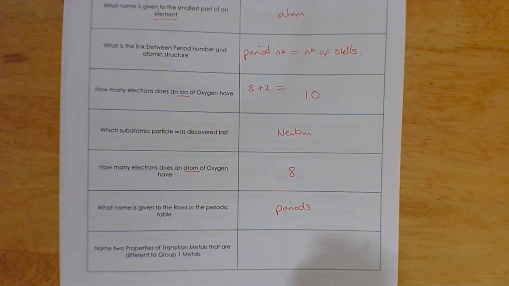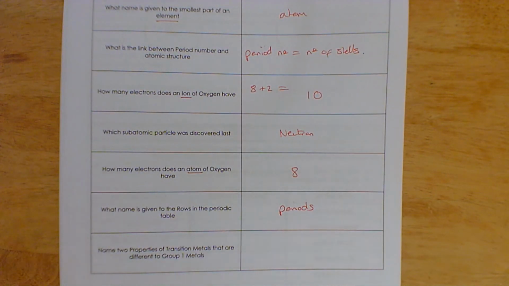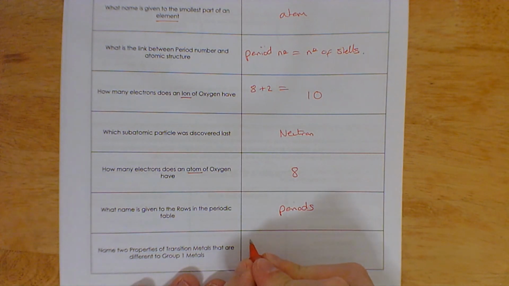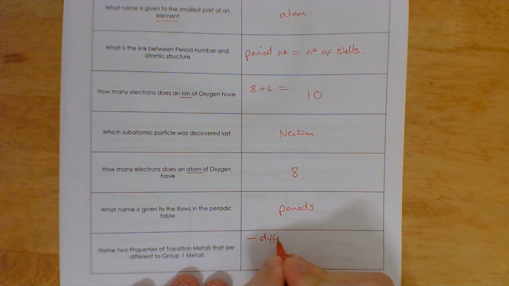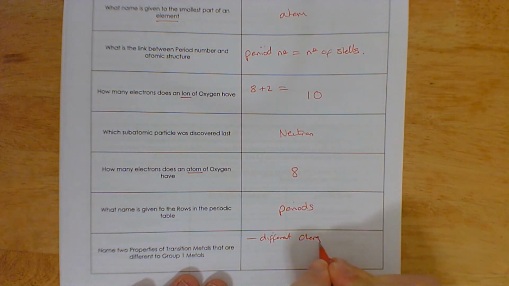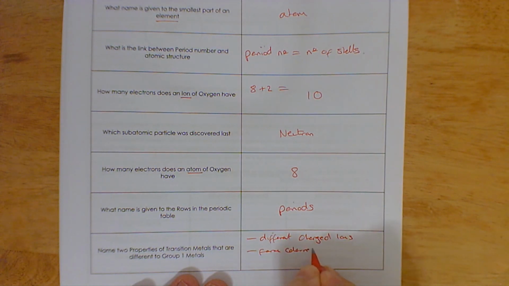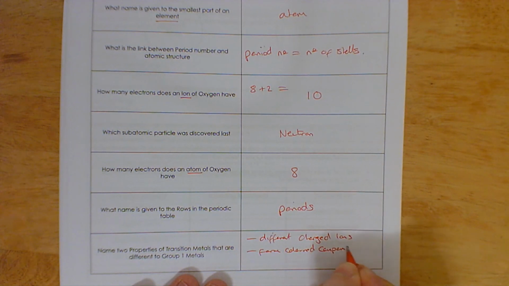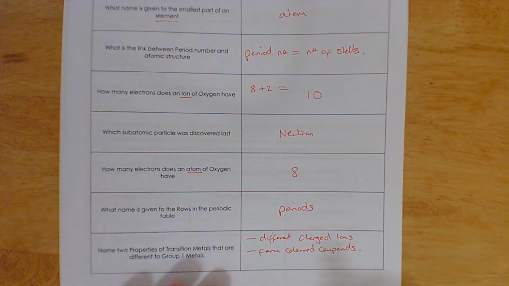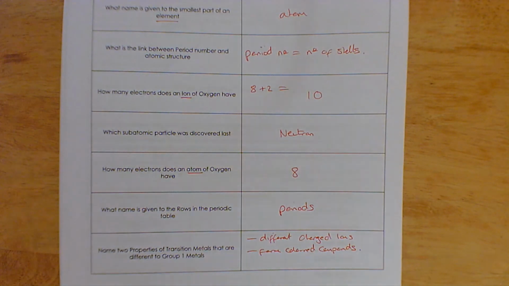And name 2 properties of transition metals that are different to group 1 metals. So there's lots we can choose from. So I'm going to go with different charged ions. And they form coloured compounds. But any of the differences that we noted from our double bubble map would be fine here. So you could have they are more dense, they're less reactive, they're harder and stronger, all of those things that we listed in our double bubble map. Any 2 of those would be suitable to get you the mark here. So any corrections you need to make, do that in green pen and give yourself a score out of 10.